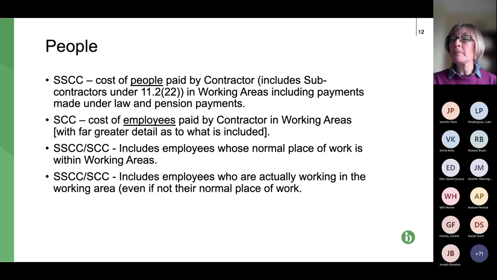So if somebody comes to site and does some work, well, their cost can be included within the defined cost. So it's all a little bit prescriptive, and the key thing is to be careful about that working area definition. So going back to that first bullet point, the shorter schedule covers the cost of people.